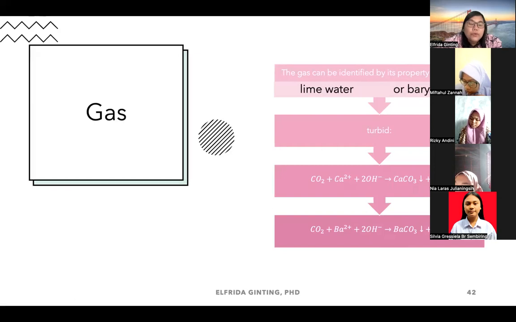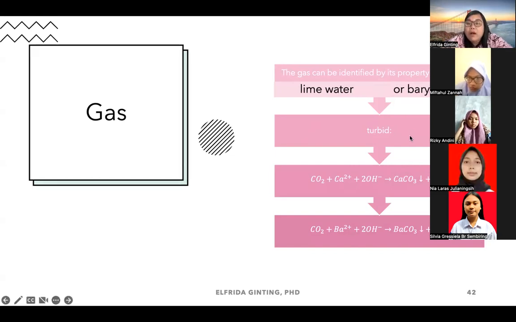So that's how you identify carbonate using dilute hydrochloric acid. You mix the carbonate with dilute hydrochloric acid, it will form carbon dioxide gas. Then the carbon dioxide gas, you react it with lime water, right? And once you react with lime water, it will produce a precipitate. Depending on the water, for lime water, it will produce a calcium carbonate precipitate. With barita water, it will produce a barium carbonate precipitate.